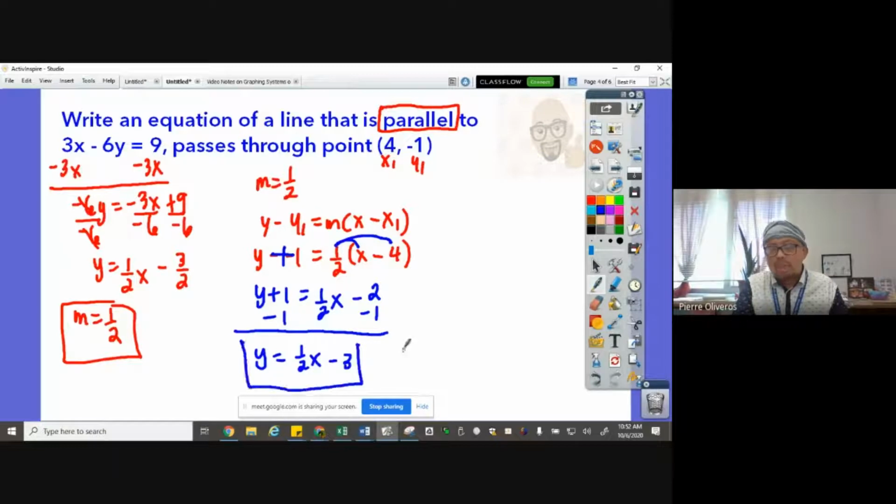And that is our slope-intercept form that is parallel to 3x minus 6y equals 9 that passed through the point 4, negative 1. Kaboom.